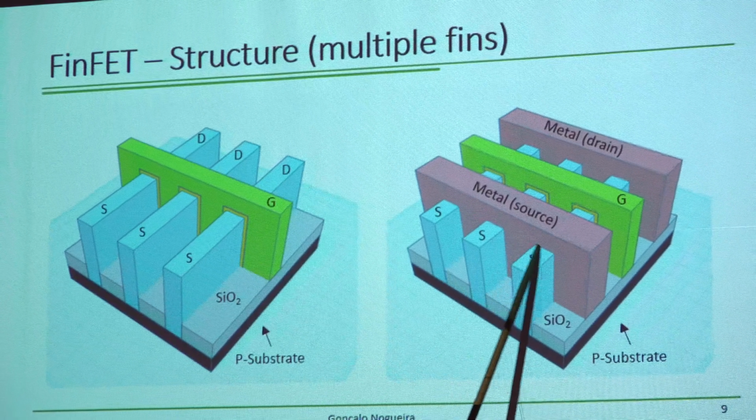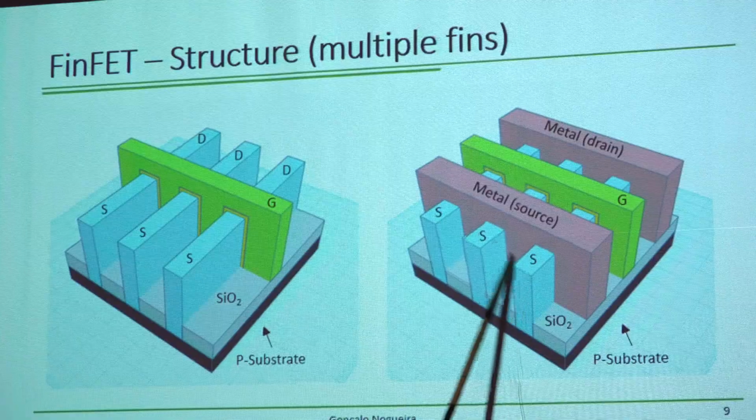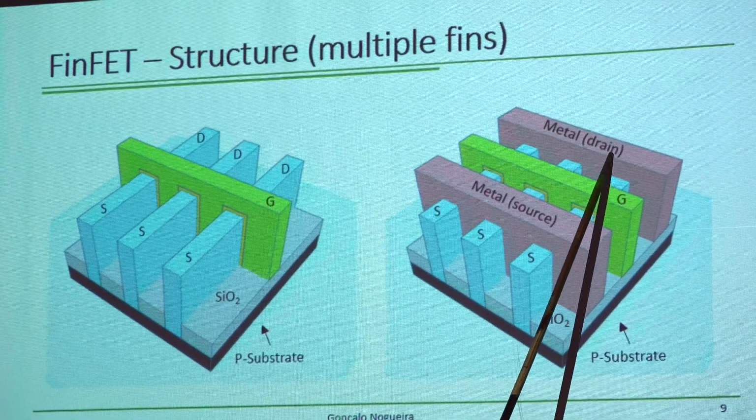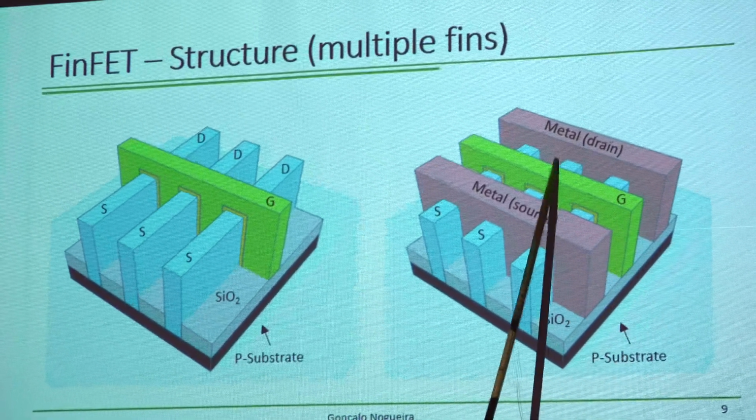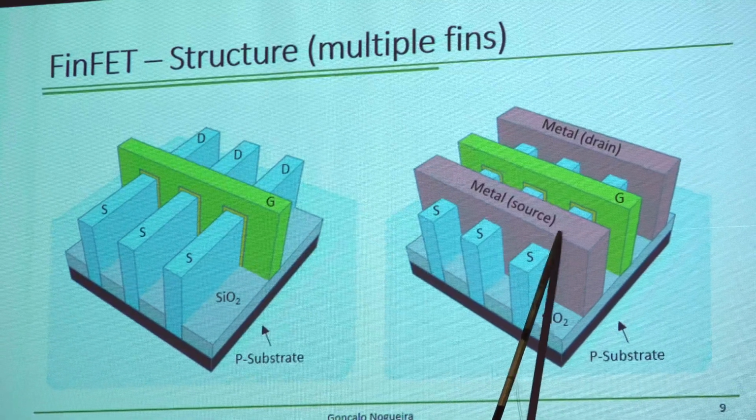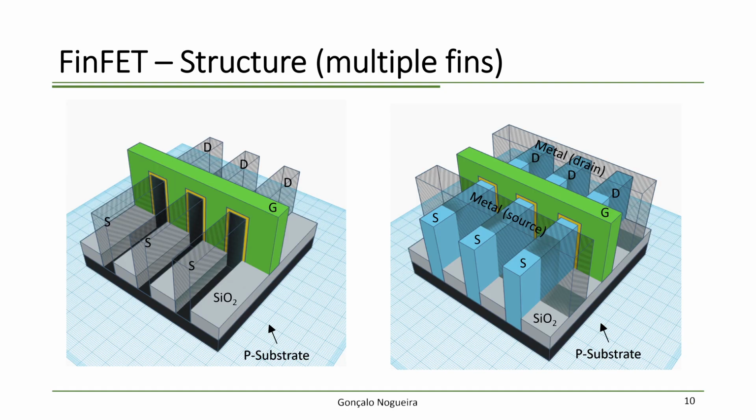You have a metal layer that connects here all the sources. You have a metal layer that connects here all the drains, and then here you have contacts onto the first layer of metal. I also have this slide for you to more or less get a feeling of how it looks in 3D, how it looks on the inside.